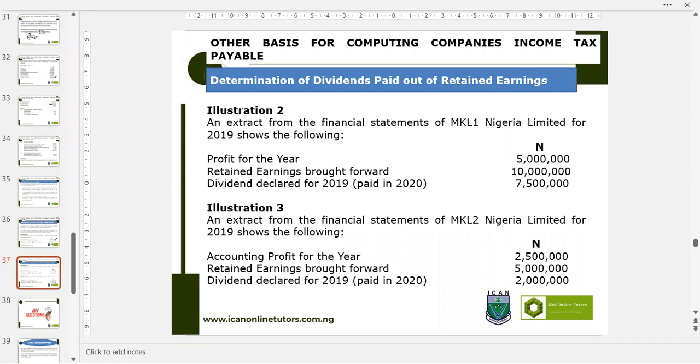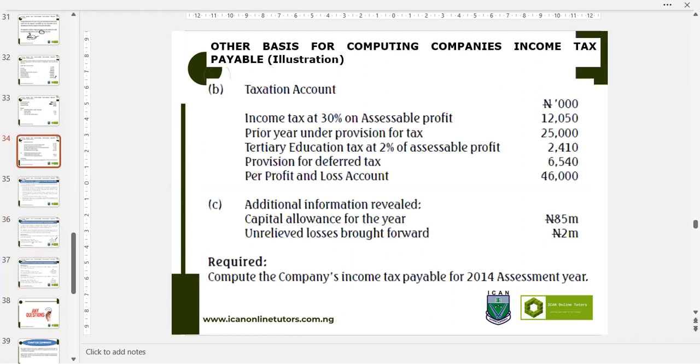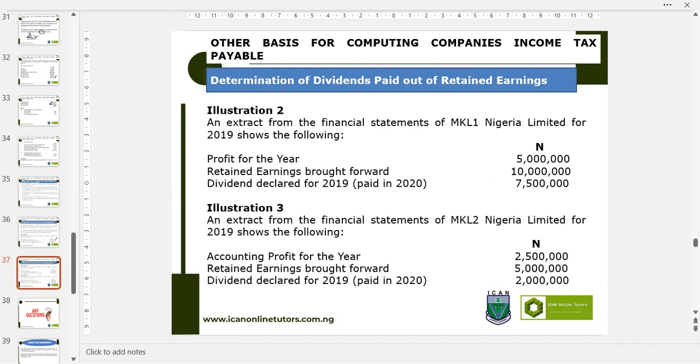Yes, sir. So therefore, the 5 million naira will be subject to the application of Section 19, subsection 1 of CETA. And if that will be subject to the application of Section 19, subsection 1 of CETA, it means that you have to do what? You have to compute, you owe the 5 million naira, then you do your recomputation of accessible profit. So the 5 million naira will be taken as what? Will be taken as the accessible profit for the year. Then you apply the applicable tax rate.